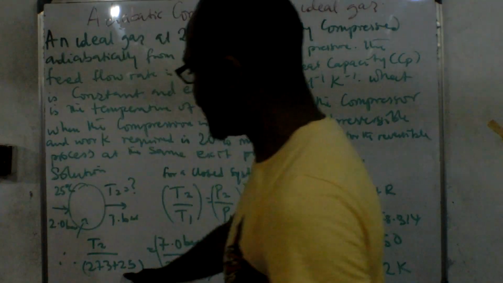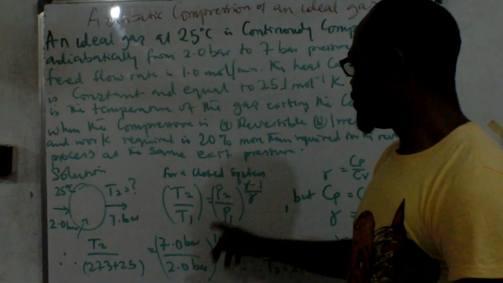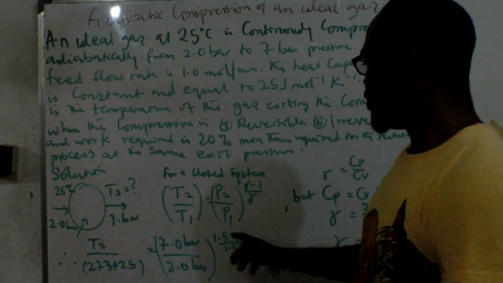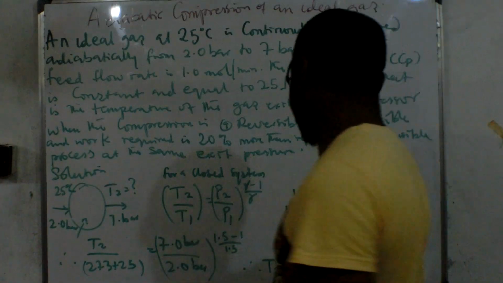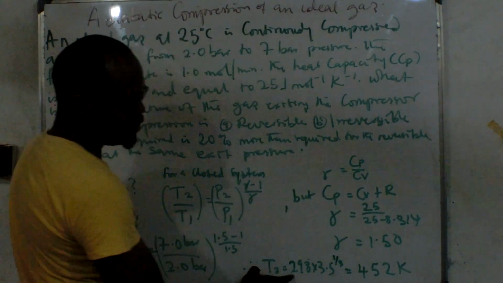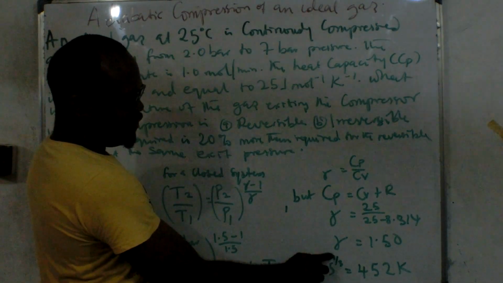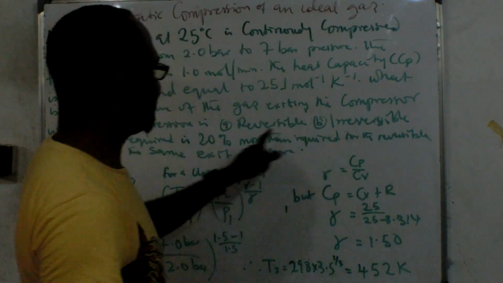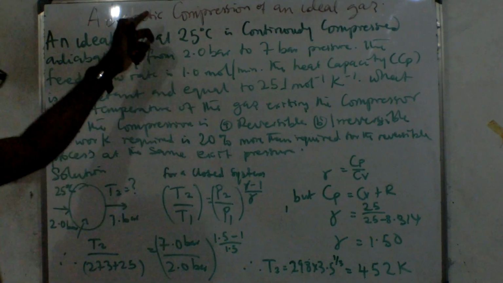Converting this 25 to Kelvin temperature is going to be 273 plus 25. P2 is 7, P1 is 2. Then what you already got here is 1.5, so 1.5 minus 1 all over 1.5. If you solve this down, you're going to get T2 to be equal to 298 times 3.5 all to the power 1 over 3, which will give you 452, and that is the answer. In a subsequent class, I'll be showing you how to solve for the second one. This is reversible. For irreversible, that's what I'll be solving next. So that is how you solve this equation.